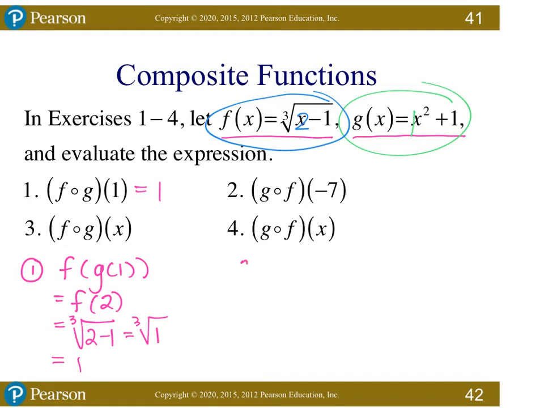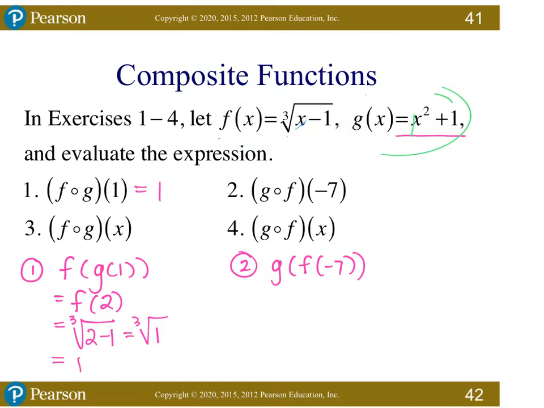Let's look at number 2. Number 2 is g parentheses f parentheses negative 7. So this time I'm starting with the value of negative 7, and I'm going to plug that into the f function first. So I'm going to come here to the f function, and plug negative 7 into that. That's going to give me the cube root of negative 7 minus 1, which is the cube root of negative 8.